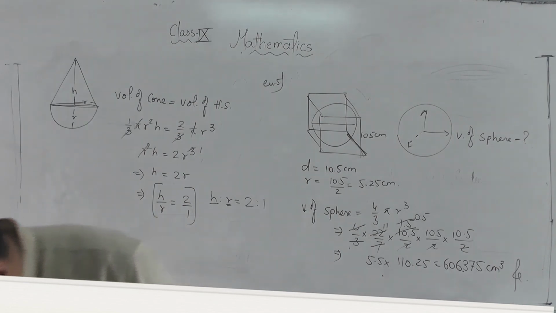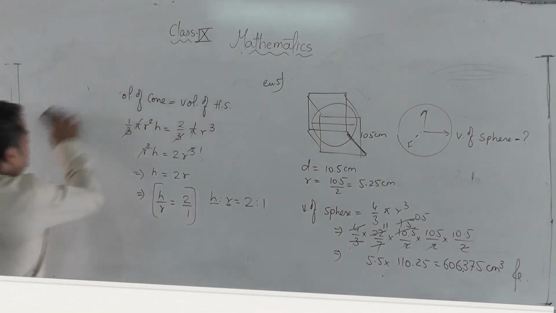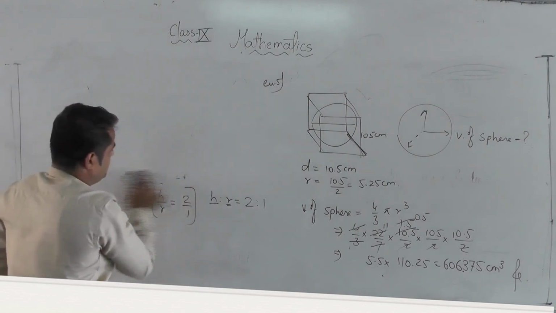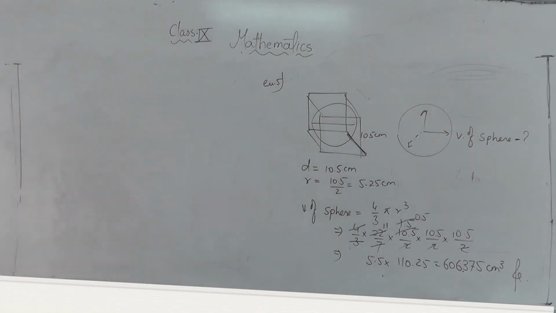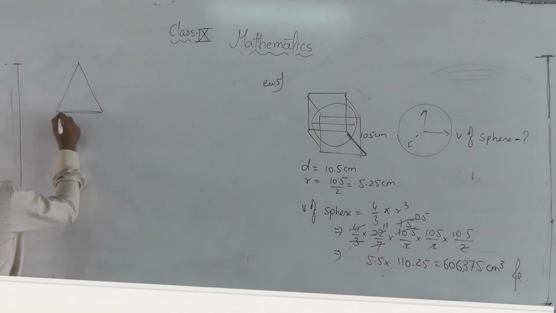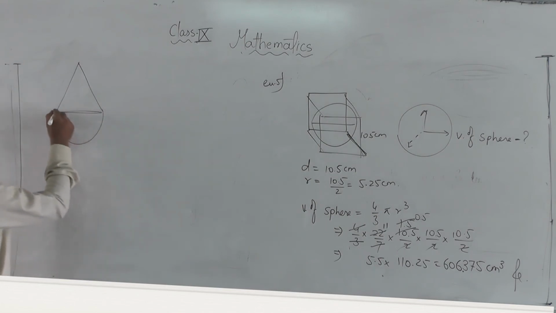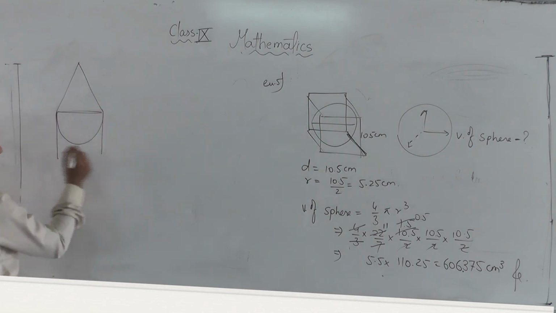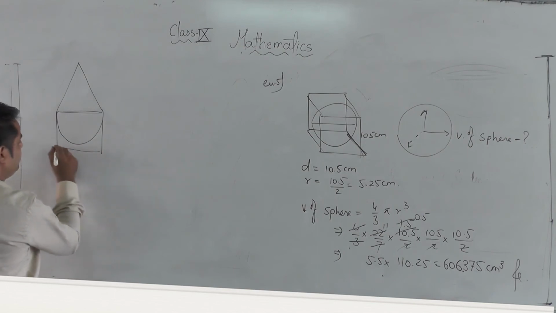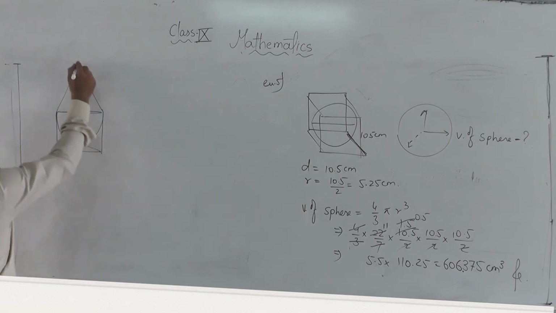Okay, one more question you can see. It is a higher order question of level 2. Exercise C. Question says a cone, a hemisphere and a cylinder stand on equal bases, have same height. A cone, a hemisphere and a cylinder have equal bases and equal heights.